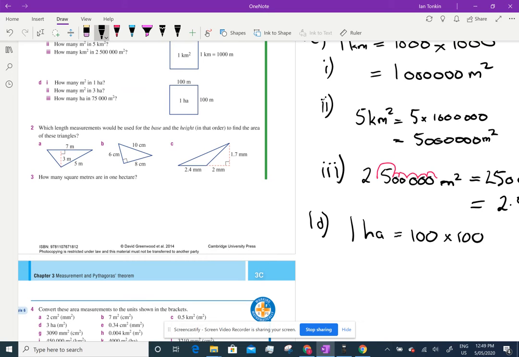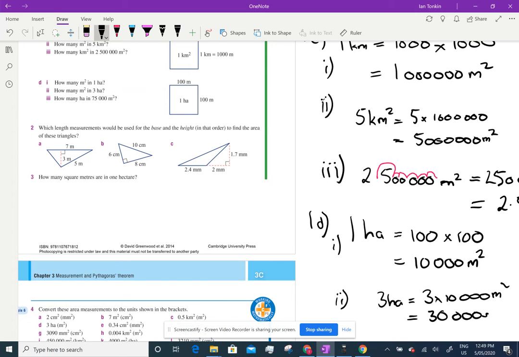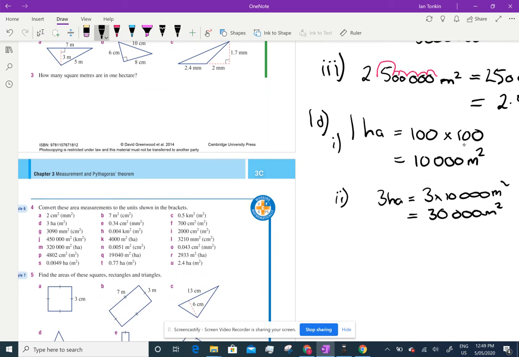100 by 100, which is 10,000 metres squared. So that's number 1. Number 2, how many metres squared in 3 hectares? In 3 hectares will equal 3 times 10,000 metres squared, so 30,000 metres squared. And to go the other way, you just divide.